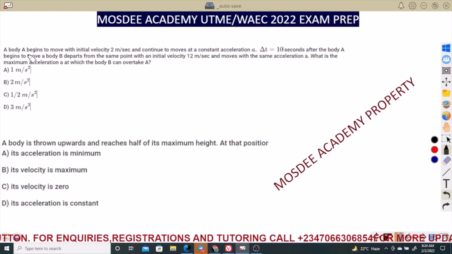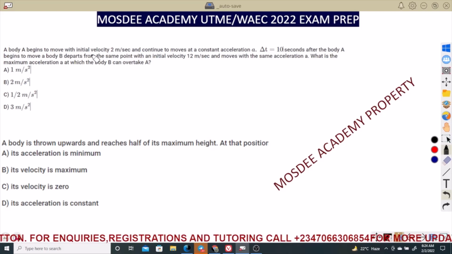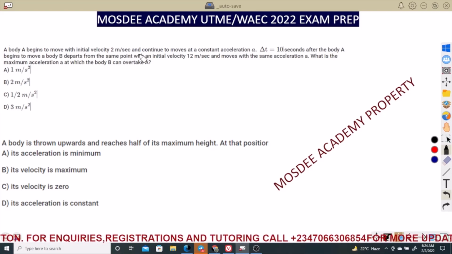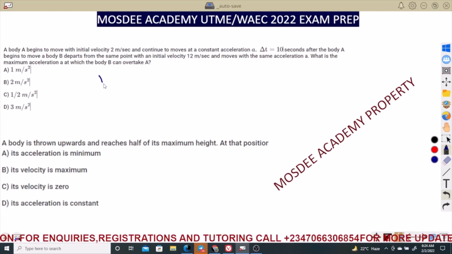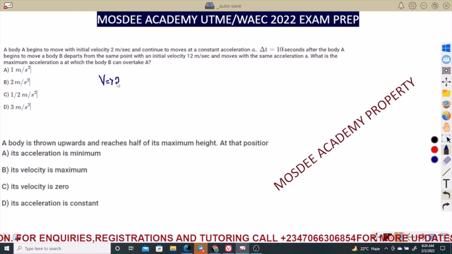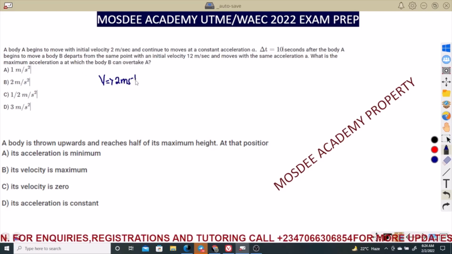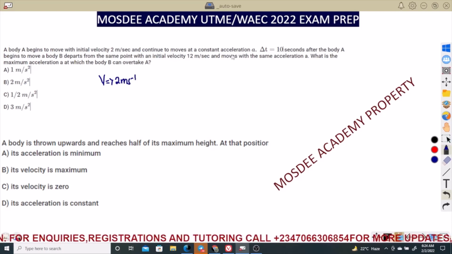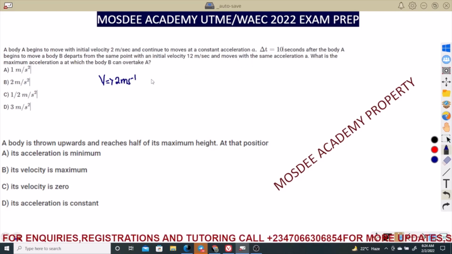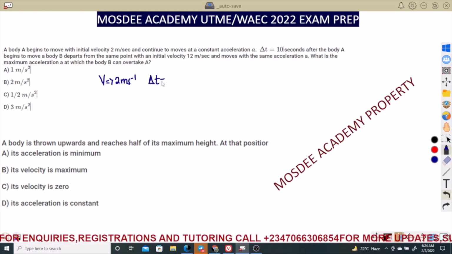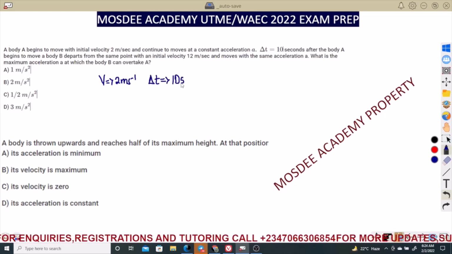So let's see this. It says a body A begins to move with an initial velocity of 2 meters per second. We can just keep down important information. Velocity is 2 meters per second and continues to move at constant acceleration. So acceleration is constant and the change in time is equal to 10 seconds.